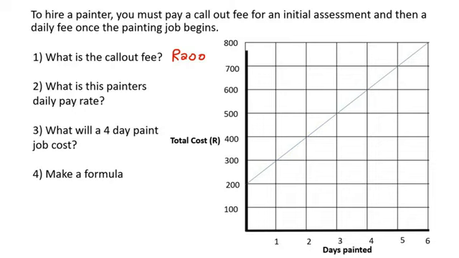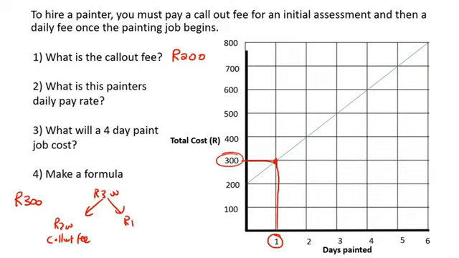Okay, the next question says, what is this painter's daily pay rate? Well, the way that you can do this is you could choose any one of these. So for example, let's choose 1 day. Okay? Now, if you go up on the graph to 1 day, and then you look on the side, they get 300 Rand. But that doesn't mean they're earning 300 Rand per day. What that means is, because remember, they already earned a call-out fee of 200 Rand. Okay? So that 300 Rand is broken up into 200 Rand was the call-out fee, and then there's 100 Rand for the painting. And they did that for 1 day. That means this person is earning 100 Rand per day for painting.